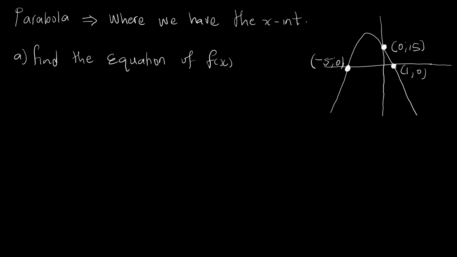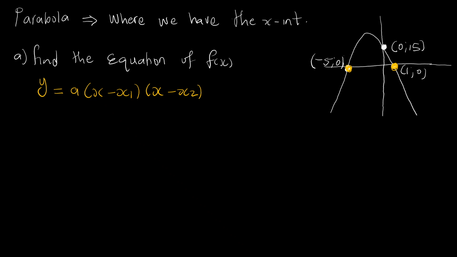Okay, ladies and gents, let's work on this parabola equation where we have the x-intercepts. We are given the x-intercepts, this point and that point, and we are required to find the equation of this graph. When you have the x-intercepts, the formula that you need to use is y equals a times (x minus x1) times (x minus x2).